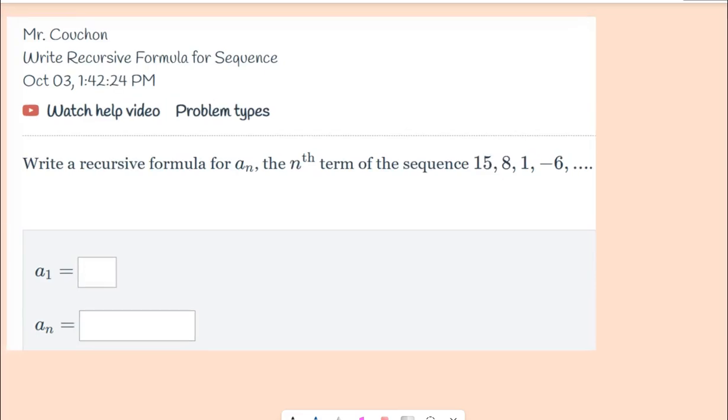Okay, please try this one, and when you're done, unpause, and I'll have the solution. Okay, for this one, a sub 1, the first term, is 15, and the recursive formula is you take the previous value and you subtract 7.